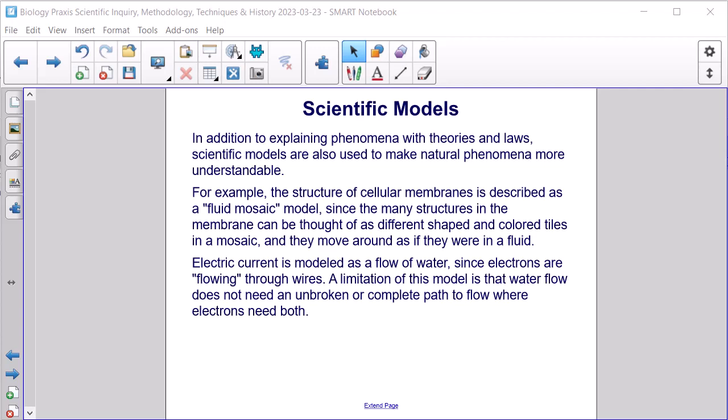Electric current is modeled as a flow of water, since electrons are flowing through wires. A limitation of this model is that water flow does not need an unbroken or complete path to flow, where electrons need both.